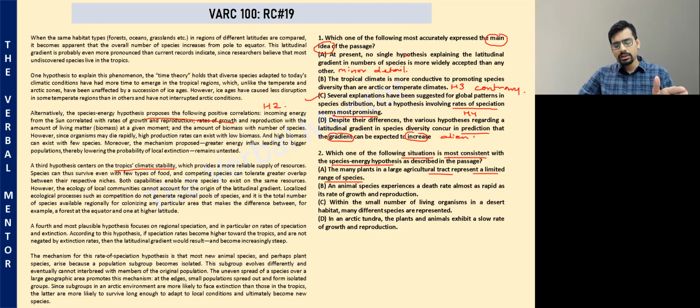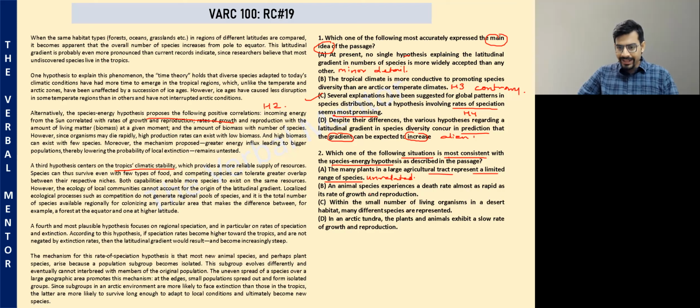There are multiple plants in an agricultural tract, but they represent a limited range of species. Now wait, how is it related to hypothesis 2 at all? This does not talk about solar energy. This does not talk about rate of growth or reproduction. It does not talk about biomass availability. So option A does not talk about any of the variables mentioned in hypothesis 2. So it is unrelated to the question.